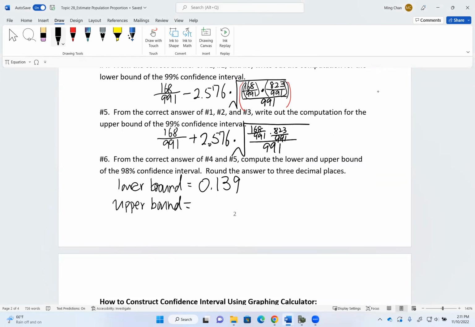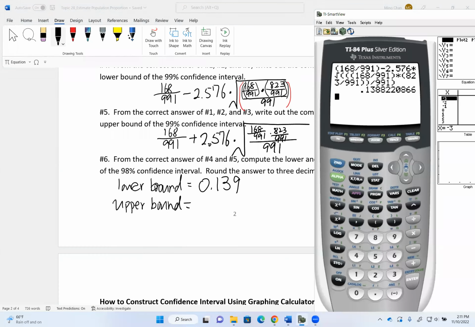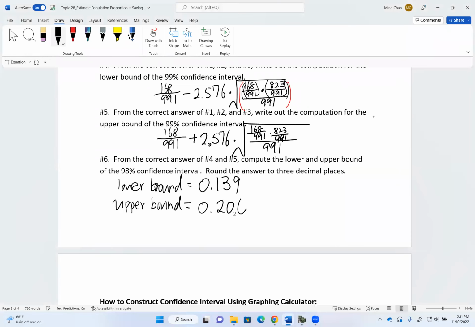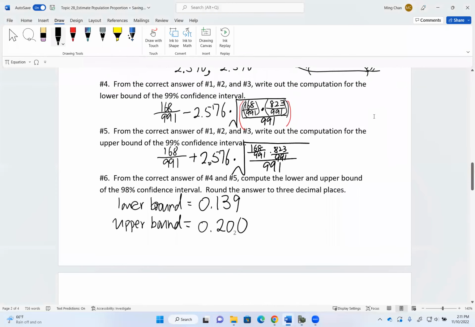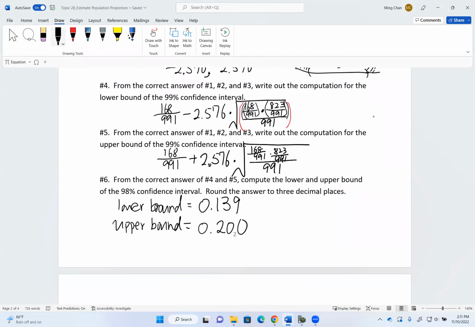It's from 13.9 to what upper bound? I'm going to go back up and change this minus 2.576 to a plus. To 3 decimal places that is 0.200. So the true percentage of students reading at or below 8th grade level is about 13.9% to about 20%. 0.200 is about 20%.